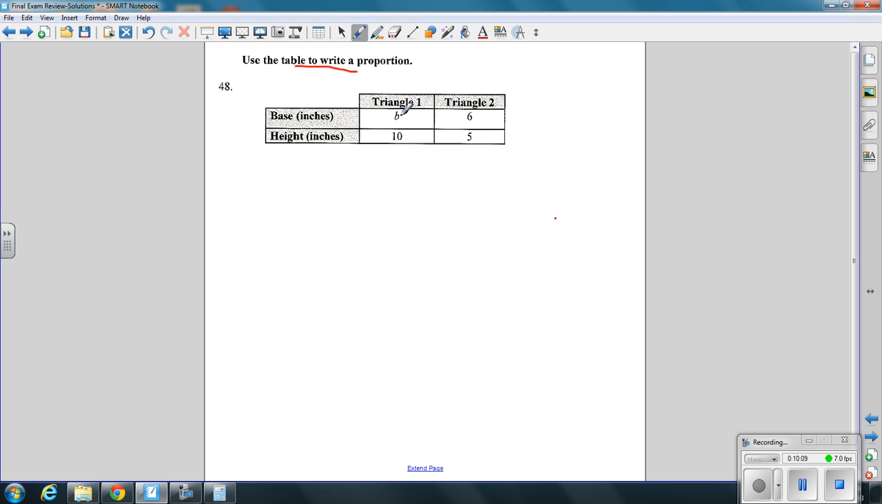One way we can use the table is compare triangle 1 to triangle 2. So we can write B compares to 6 equal to 10 compared to 5. That's one way, writing the numbers left to right. Another way is to do B over 10, so that's all triangle 1, base and height, compared to 6 over 5. That's all of triangle 2.